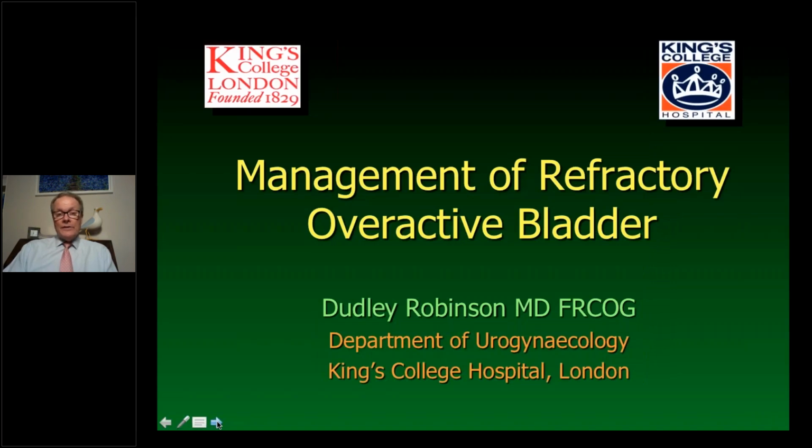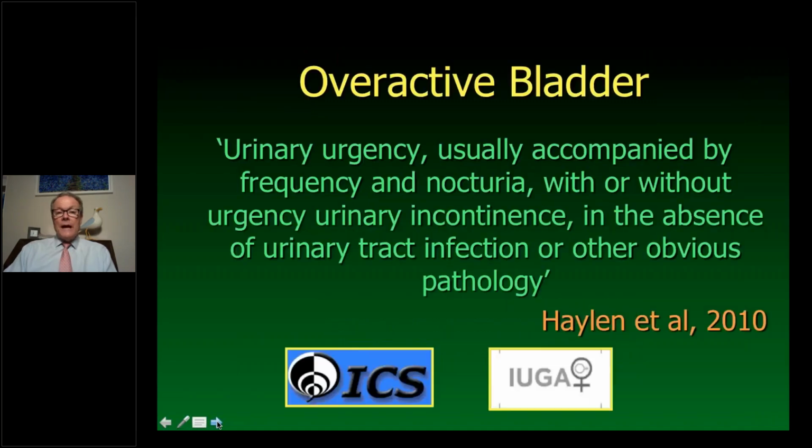So to begin with, what I'd like to do is really give an overview of the management of refractory overactive bladder. Overactive bladder is defined by both ICS and IUGA as urinary urgency, usually accompanied by frequency and nocturia, with or without urgency urinary incontinence, in the absence of urinary tract infection or any other obvious pathology. And when we look at this definition, it's important to remember that overactive bladder is a symptomatic diagnosis and not an objective diagnosis.